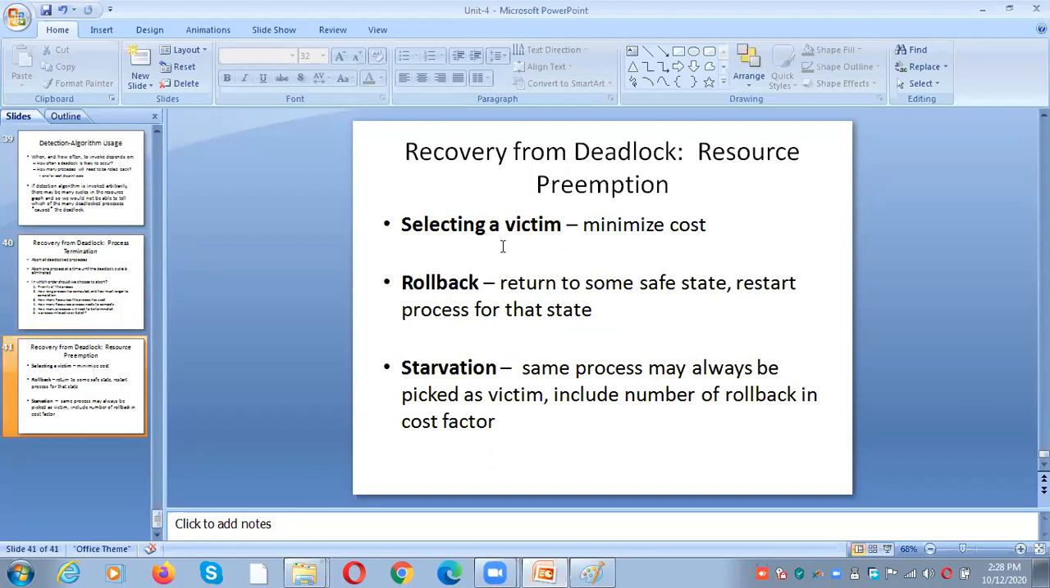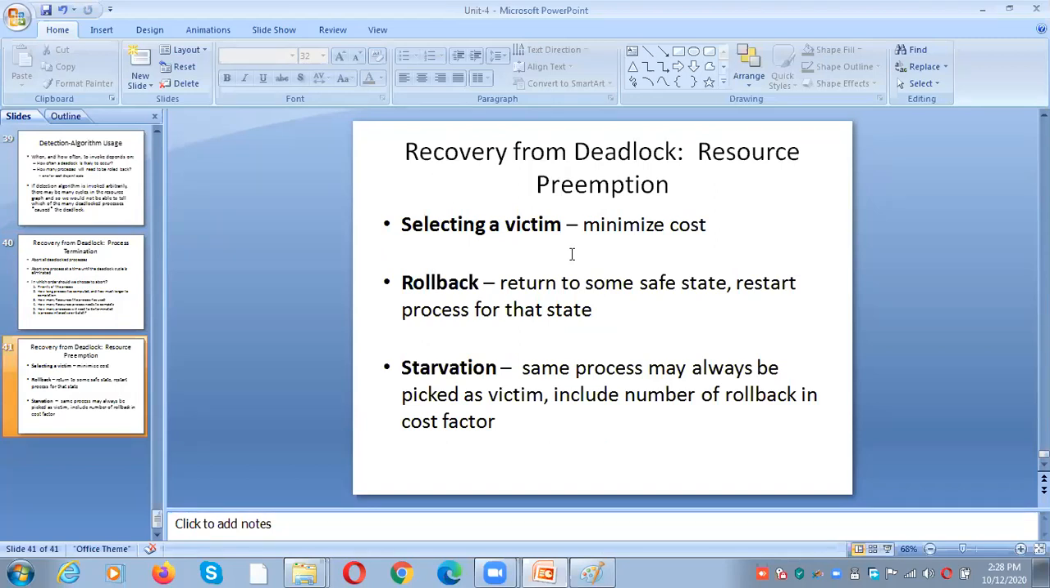So here there are some problems with the recovery from deadlock. So what are those? Selecting a victim. Whenever you are selecting a victim, one process, in our example P1, P2, P3, and then P4. So in those 4 processes, which one do you want to select as a victim?